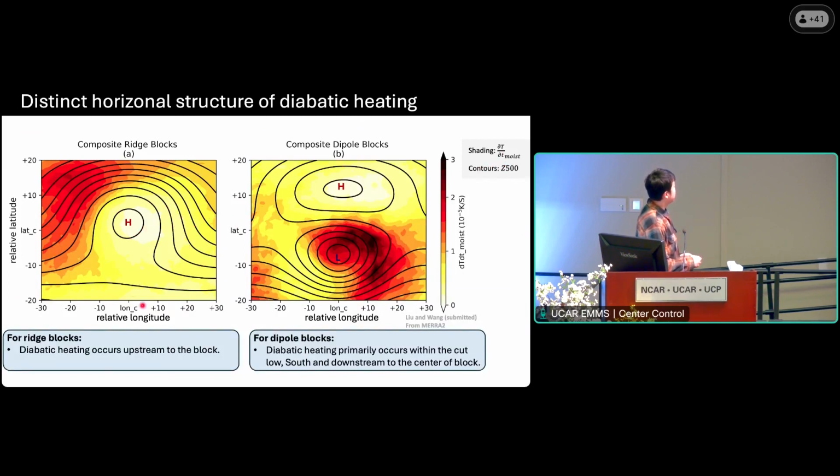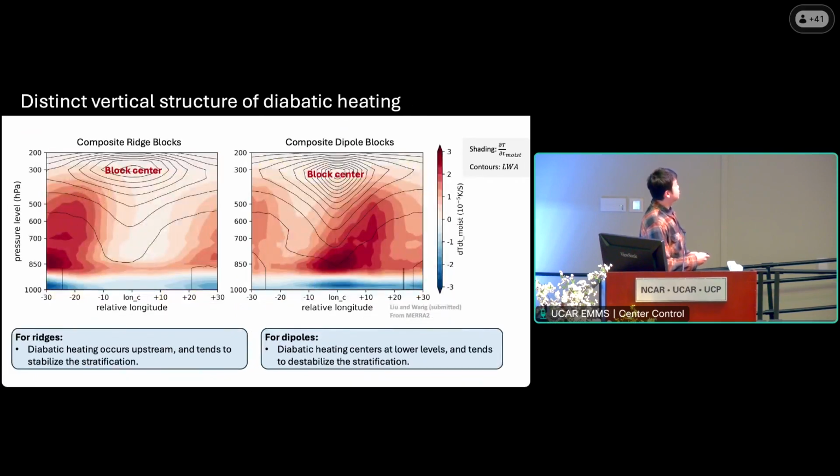So we can clearly see that for ridge blocks, diabatic heating occurs upstream to the block. This is consistent with all the previous work stating the importance of upstream latent heating. But for the dipole block, we can see that the diabatic heating primarily occurs within the cut-off low system, that is to the south and downstream of the center of the block, while the diabatic heating upstream is relatively weak compared to ridges. And we can find a similar result from the vertical structure of diabatic heating.